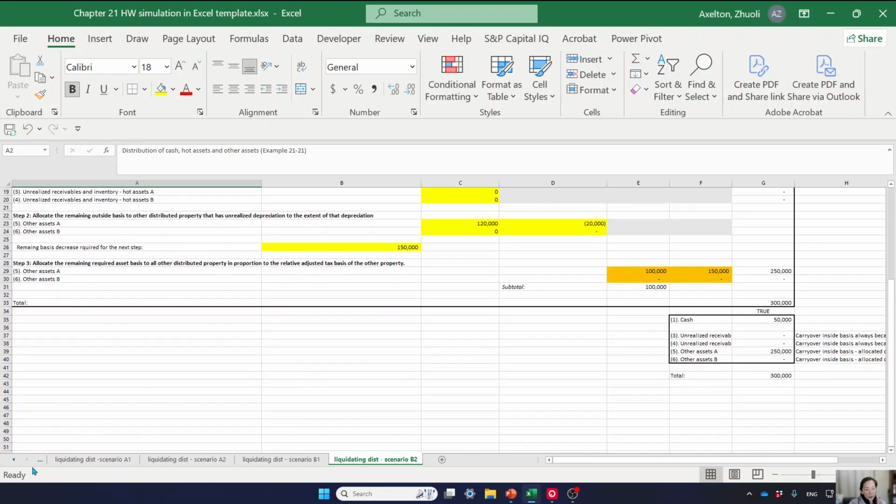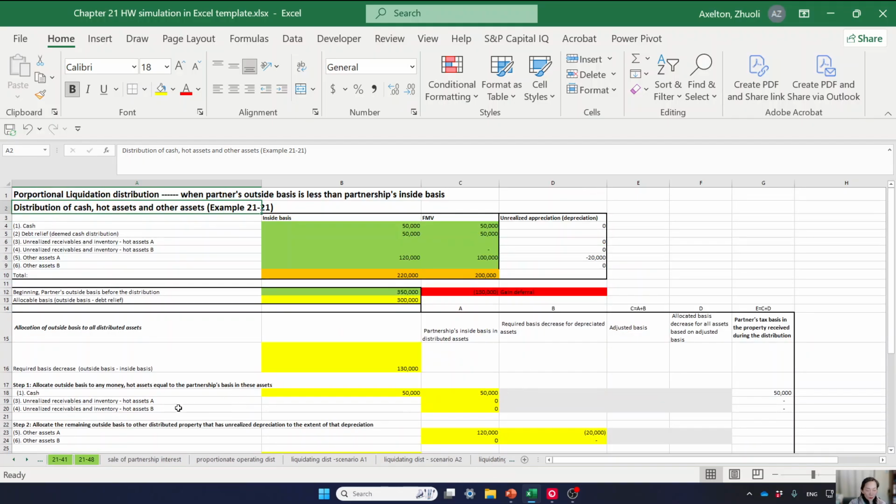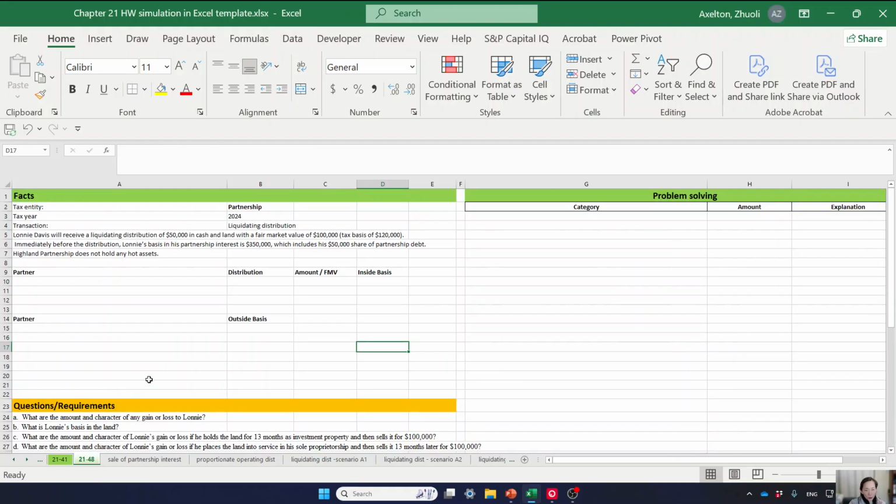So if it will help you, go for it. If this is very confusing, feel free to just walk through the steps in the homework or Connect video. Either way, homework 48 is a relatively simple scenario. It does not get into too much complication. But if you want to spend more time digging into the mechanics of the outside basis allocation, take a look at the four scenarios I listed here.